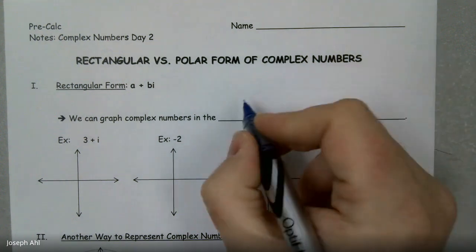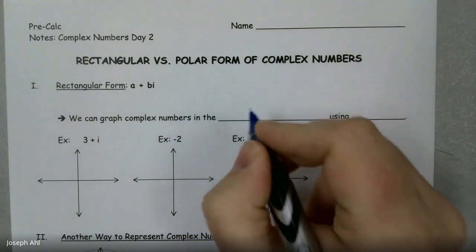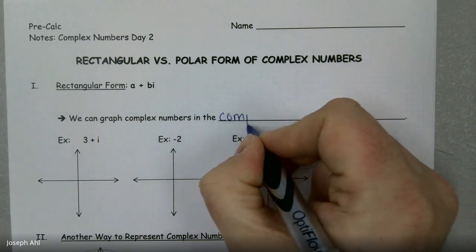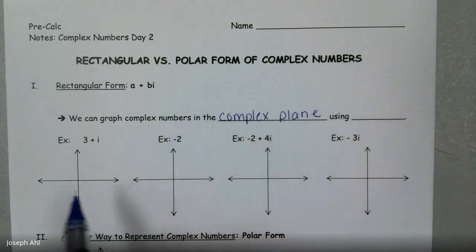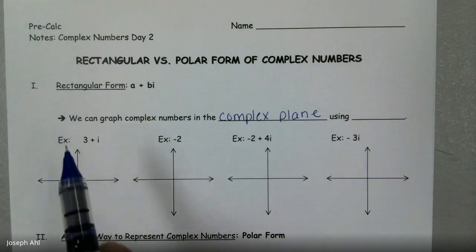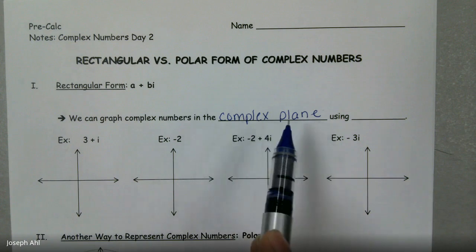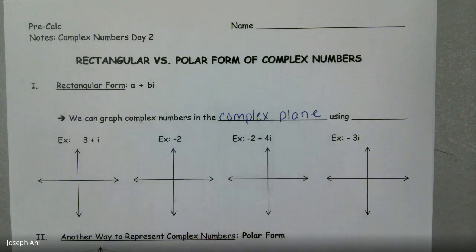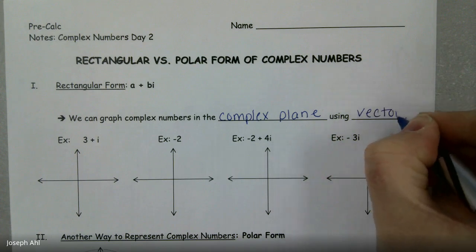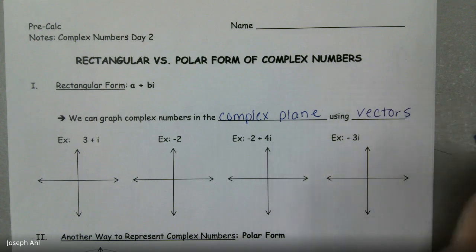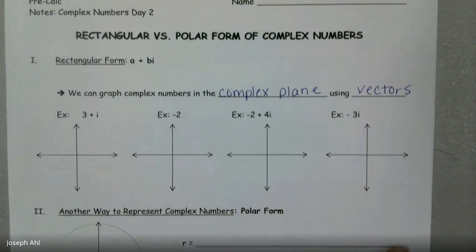numbers in, it's not the xy plane anymore, it's going to be called the complex plane, which is a little strange because this looks like the x-axis and this looks like the y-axis, but we have to define the axes in a different way. It's called the complex plane when we graph complex numbers. And the way we're going to do this is we're going to use vectors, which may be a topic that you're familiar with and something that you've seen before, but if not, that's okay.